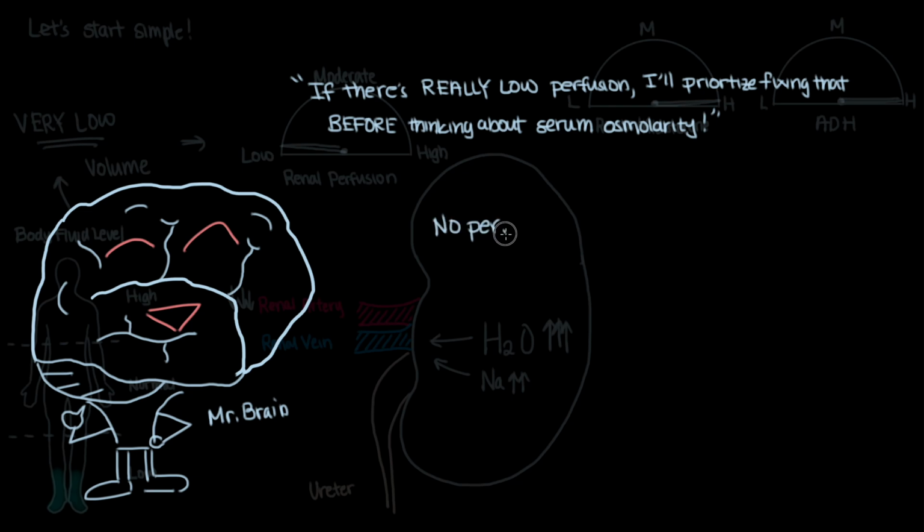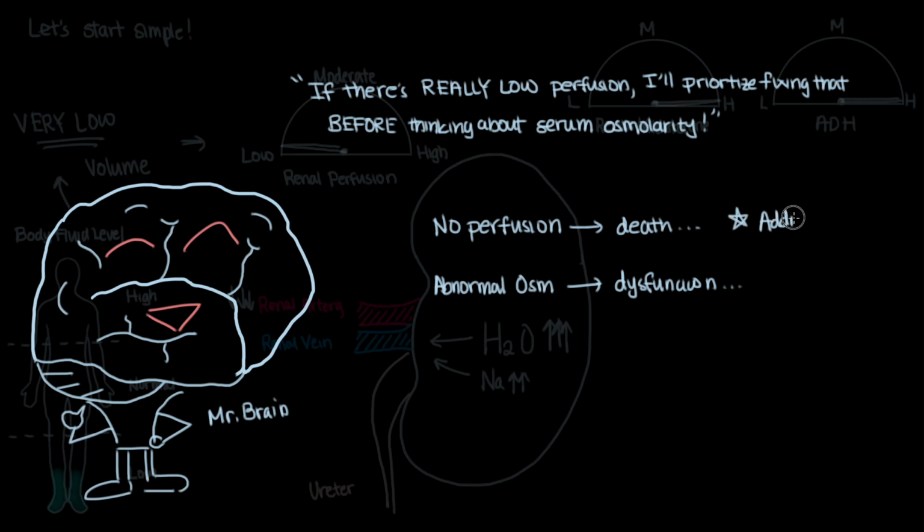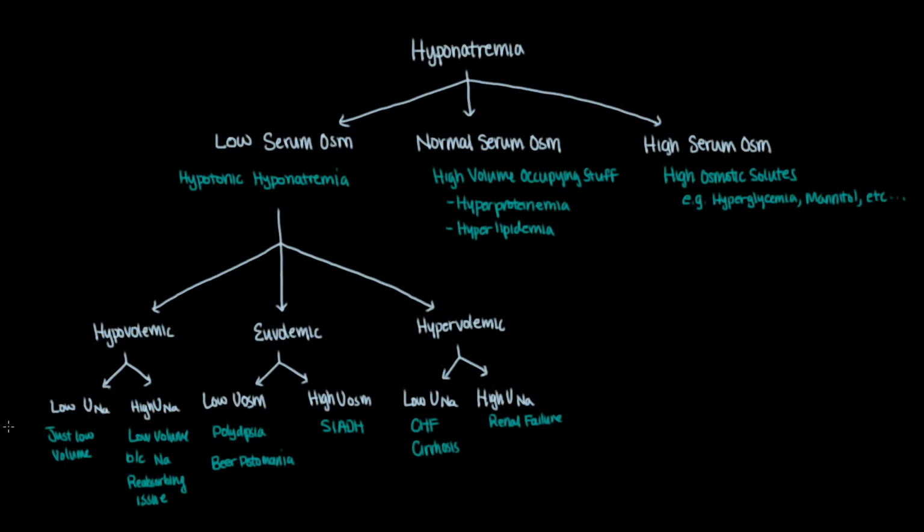Because things will die if they don't get perfusion, while things may not work properly if the serum concentration is off. Both aren't great options, right? But in these extreme situations of severe hypovolemia, where the two interests are at odds, it's reasonable to prioritize volume. Now, if you understand what's being said so far, you actually know a lot of the hyponatremia algorithm already, specifically the ones for hypovolemic and hypervolemic hypoosmolar hyponatremia.